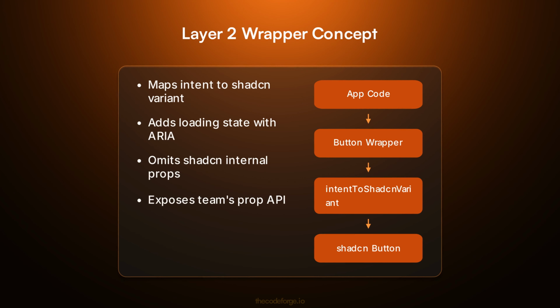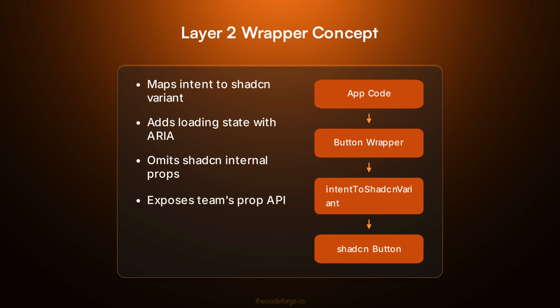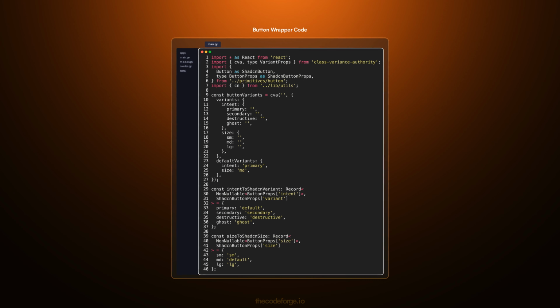The wrapper maps your team's intent-based naming to Shadcn's internal variant system. It also adds loading state with proper ARIA attributes and omits Shadcn's internal props so consumers never need to know them. Here's the wrapper code.